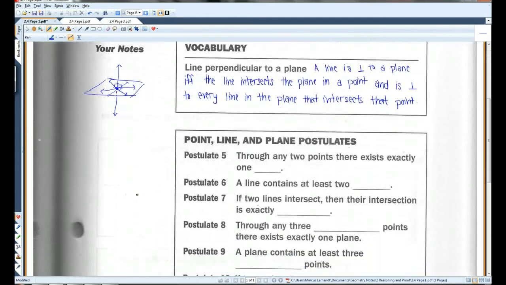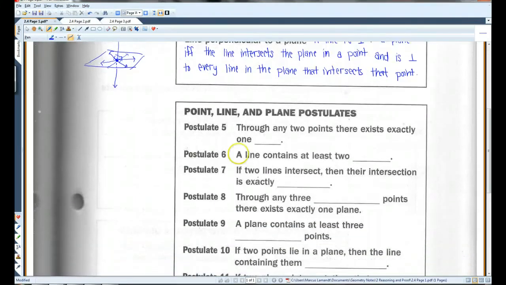Alright, let's go over some postulates. Postulate 5. Through any 2 points, there exists exactly one line. So if you have this point and this point over here, you can draw exactly one line through both of those points. Okay? Likewise, a line contains at least 2 points. So if you have some line drawn, there's at least 2 points somewhere on that line. If 2 lines intersect, then their intersection is exactly 1 point. So if this line were to intersect this other line, they're going to intersect at 1 point.